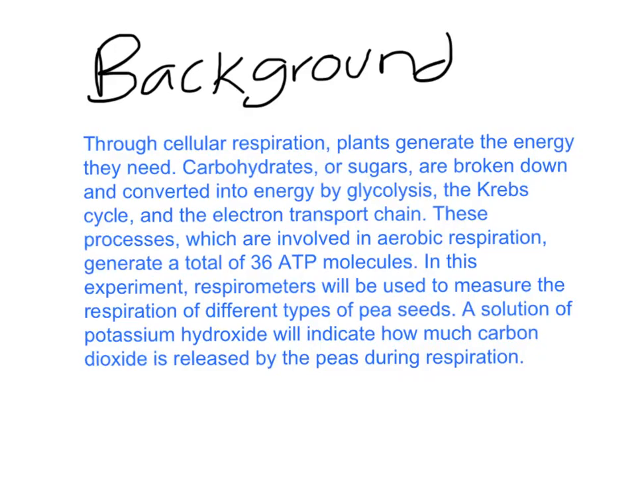Through cellular respiration, plants generate the energy they need. Carbohydrates, or sugars, are broken down and converted into energy by glycolysis, the Krebs cycle, and the electron transport chain. These processes, which are involved in aerobic respiration, generate a total of 36 ATP molecules.